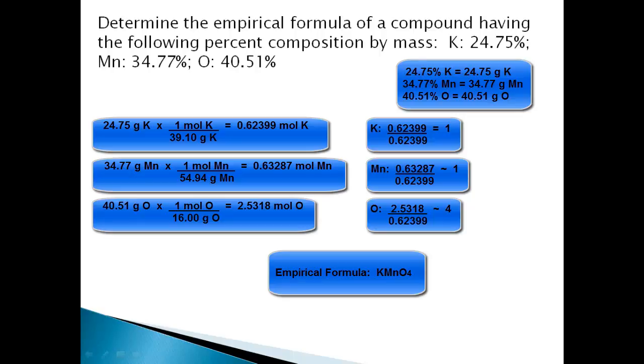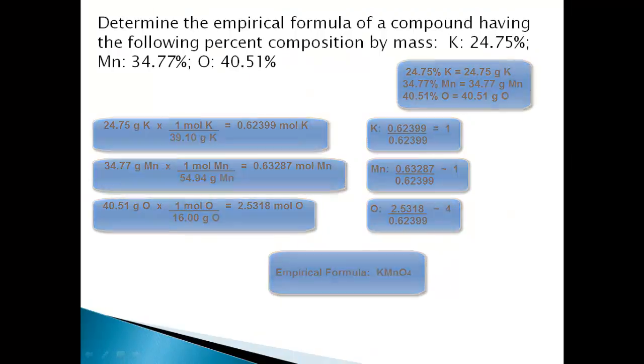So the empirical formula of that compound is KMnO4. So that's called potassium permanganate, and that is the answer. It's really simple. So again, you take the percentages, you convert them to grams, from grams you convert them to moles, and then once you're in moles, you divide by the smallest one, and then you figure out what subscripts need to go into the empirical formula.